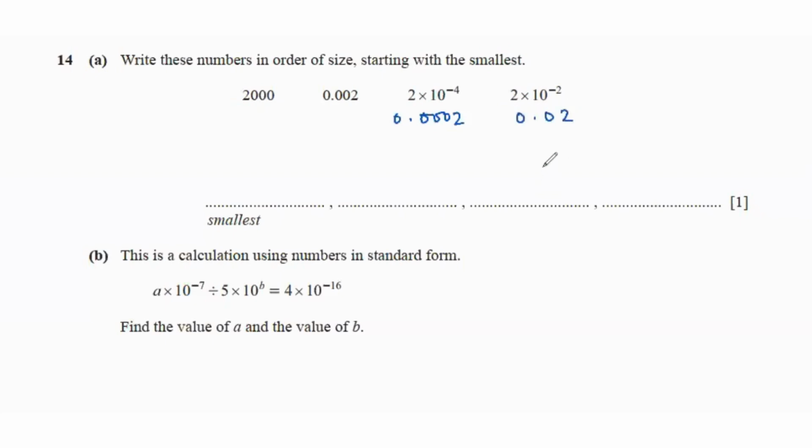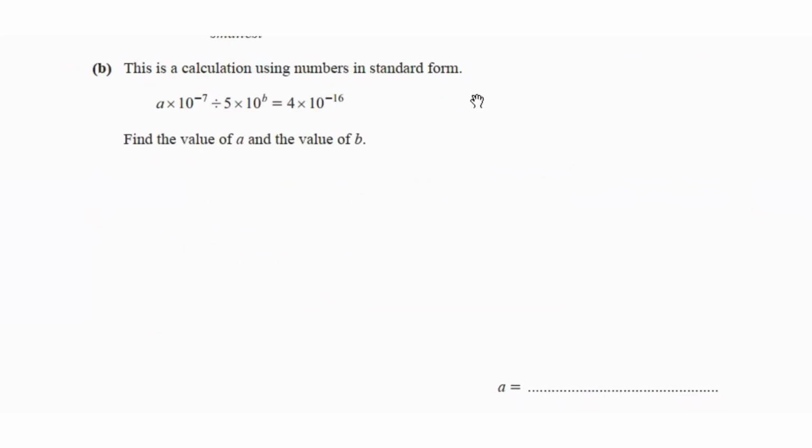This would be 0.02. So now the smallest is 2 times 10 to the power of negative 4. Next is 0.002. Then we have 2 times 10 to the power of negative 2. And lastly, 2000.